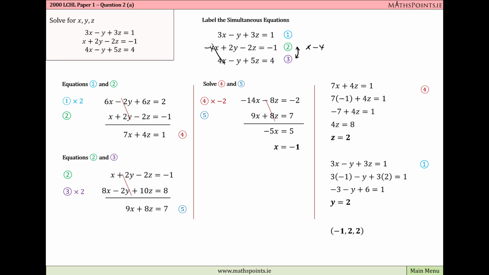So it doesn't matter which of the letters you choose to eliminate, just as long as you're consistent, and whatever letter you pick, you do the same thing for your first set of simultaneous equations and your second set of simultaneous equations.